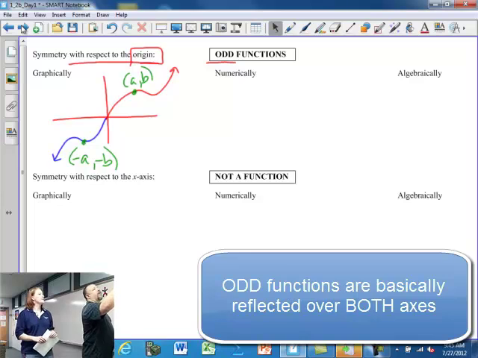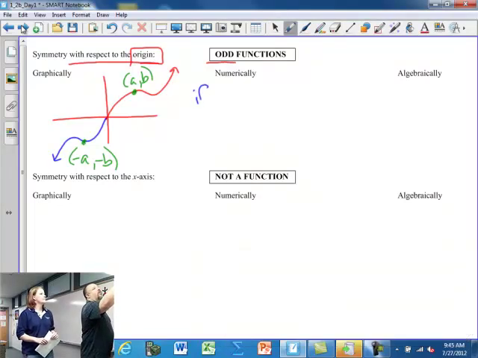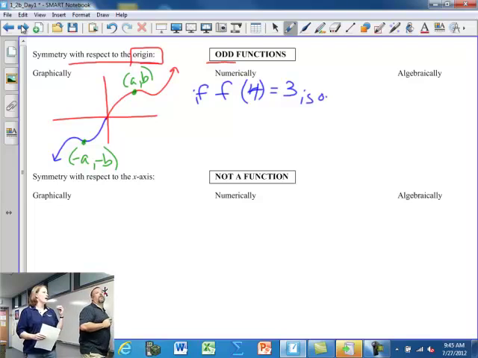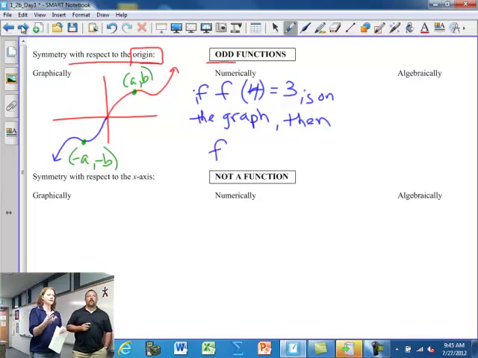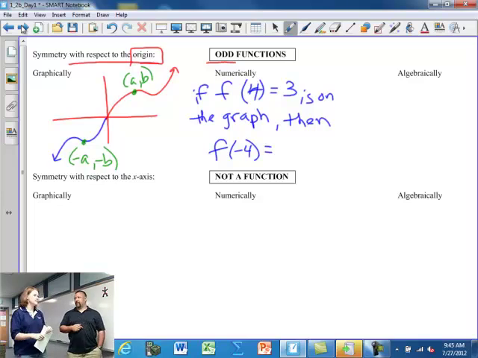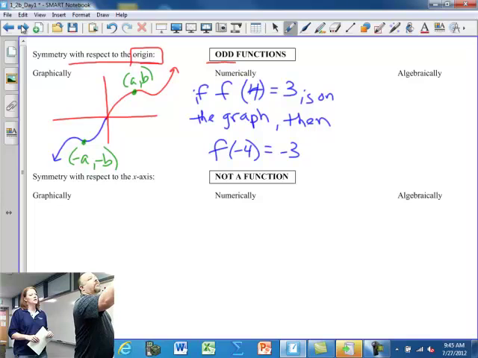So again, these are functions when we're talking about them. Let's say f of 4 equals 3 is on the graph. Then what other function value is going to be on the graph? How about f of negative 4? Then f of negative 4 would have to equal negative 3. So notice the x's are opposites and the y's are opposites. That should help us with our algebraic definition, right?